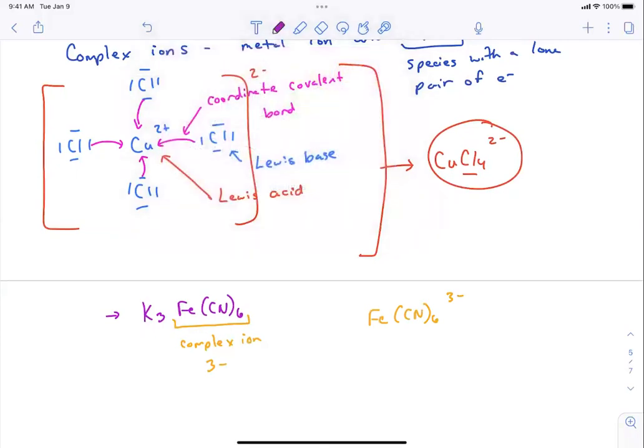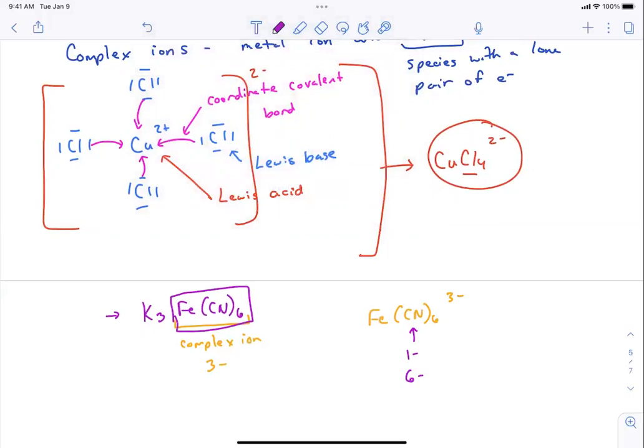Because there's 3 Ks, right? So if K is 3+, then the rest of it has to be 3-, so it's neutral. Well, there's no charge there, so yes, it's implied. That's okay. CN is one of those polyatomics you need to know. Does anyone remember the charge of CN? Yes, Daphne. -1. Okay? And there's 6 of them, though, so that's 6-.